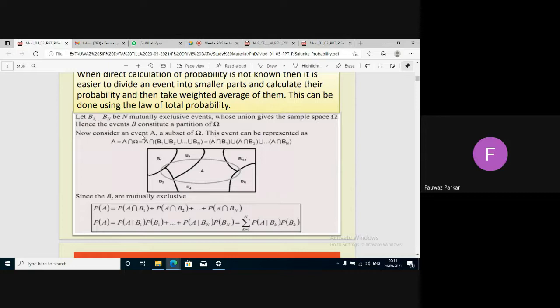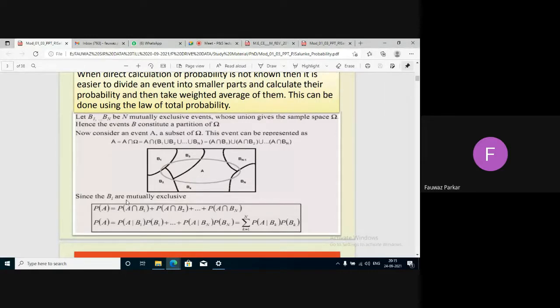So how can event A be represented? Because A is a subset of this entire thing, if I divide it into smaller parts, A intersection Omega will be as good as A only, because all the contents of Omega are there in A. So A intersection Omega will give me A intersection B1 union B2 union B3, and so on. Taking this union, I can also write it as A intersection B1 plus A intersection B2 plus A intersection B3, likewise, fine.